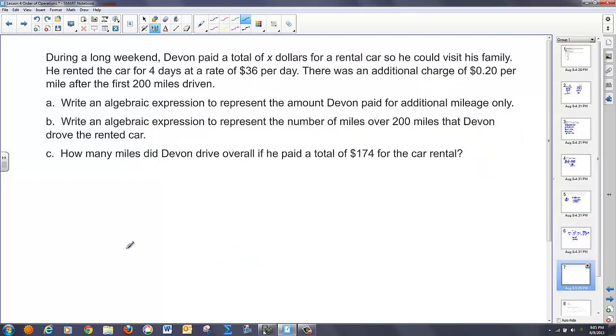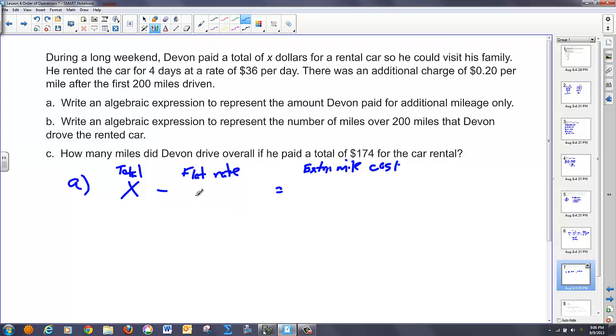Moving to our next problem. In this case, we know that Devin pays a total of x dollars to rent a car. He's going to rent the car for 4 days at 36 bucks a day, and there's an additional charge of 20 cents per mile after the first 200 miles driven. The first part of this problem asks us to write an expression to represent the amount he paid for the additional mileage. So total cost. Well, if the total cost was x, we have to take off the cost that he was going to pay regardless. So this is total minus flat rate, and that will get us the extra mile cost.